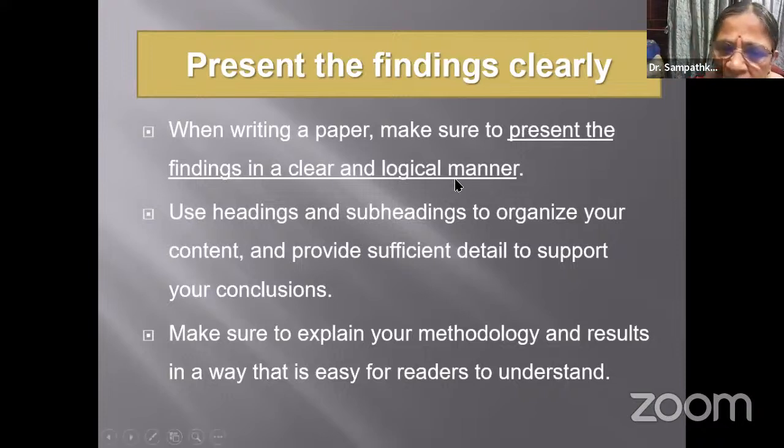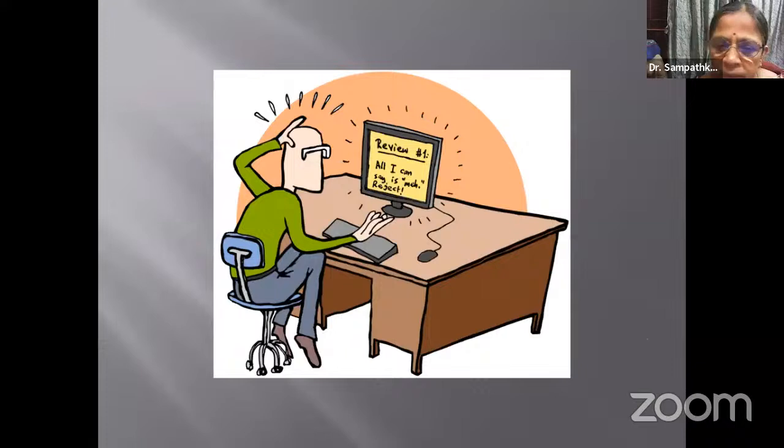So if it is clear and logical, everyone will like the paper and they will also try to do articles. Make sure to explain your methodology and results in a way that is easy for the readers to understand. So you cannot go for hi-fi words. The SPM people will tell all the hi-fi words. You can tell whether it is a prospective study or retrospective study, cross-sectional study, case control study, or a case study. That itself you can tell in a simple manner.